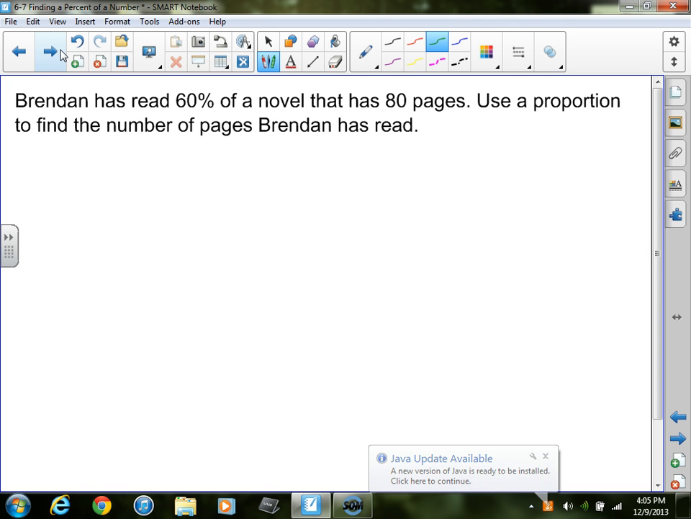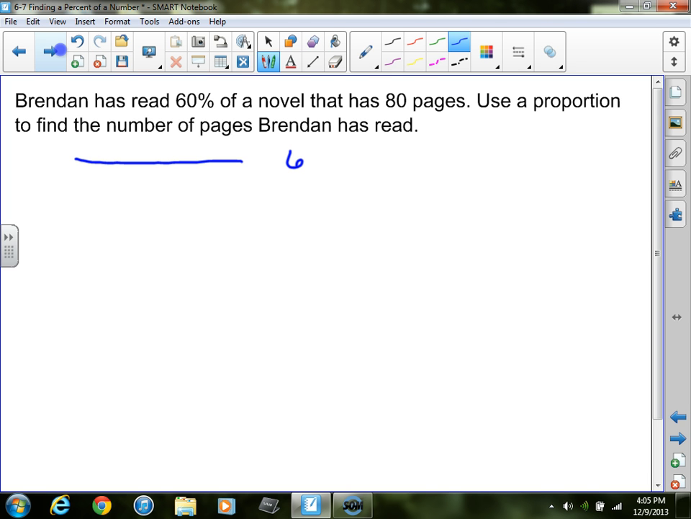Let's try another one. Brendan has read 60% of a novel that has 80 pages. Use a proportion to find the number of pages Brendan has read. So first let's draw my little illustration here. I have a line. This is going to represent 60%. We don't know how many pages 60% is, so I'm going to put my variable, N. And of course this is a part.